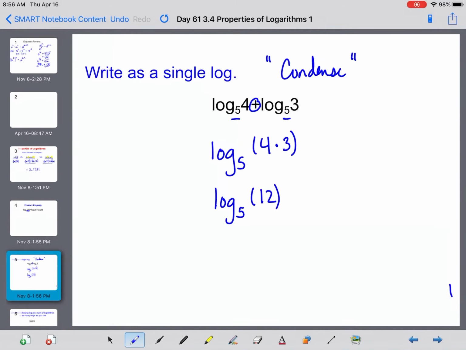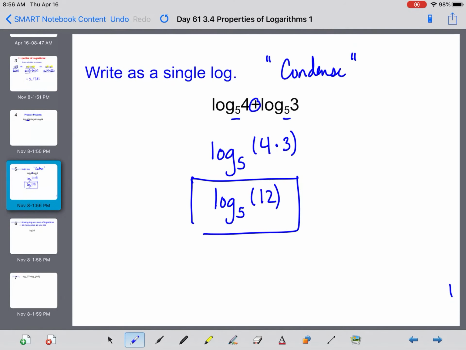Now, if I knew whatever power 5 needed to be raised to in order to get 12, then I would go ahead and simplify that. Since that's something that I don't know, this is my final answer, written as one single logarithm.